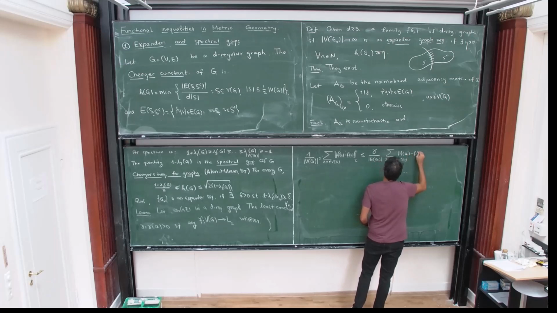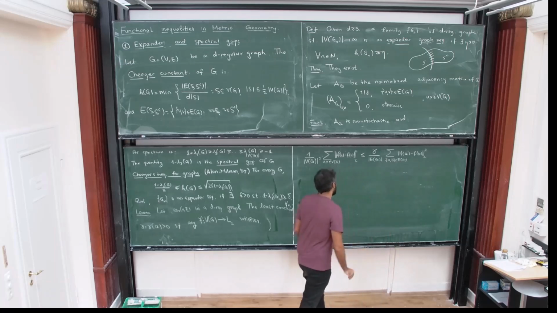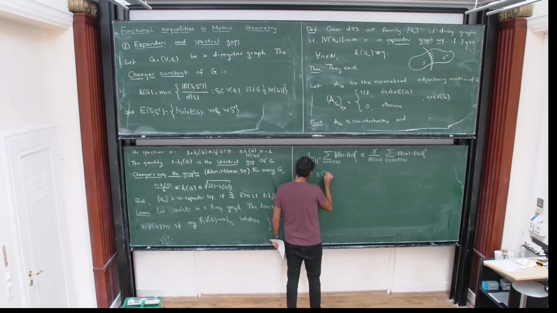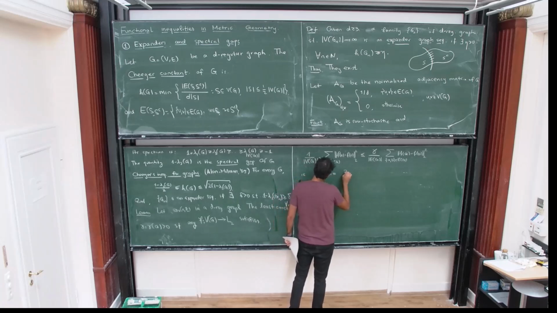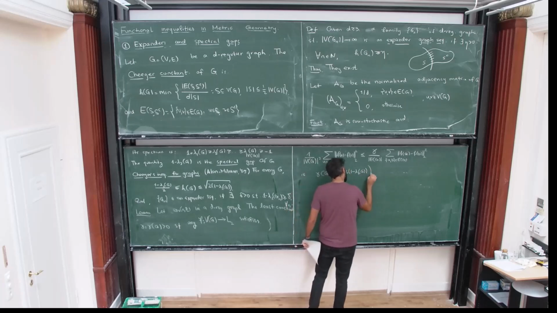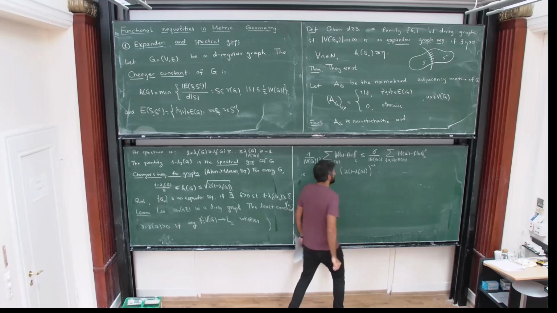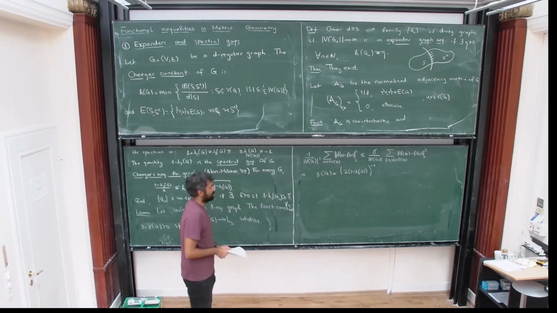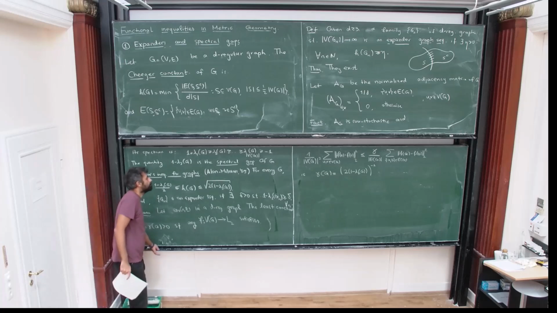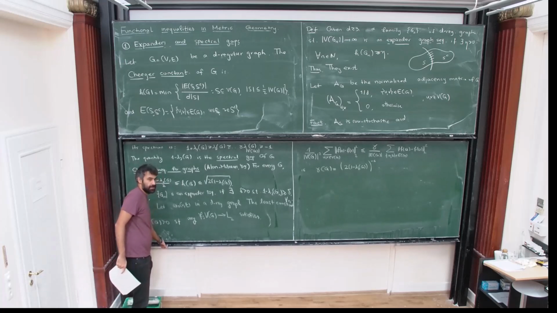F of A minus f of B is equal to 2 times the spectral gap, all raised to the power minus 1. Okay, so let's unpack this for a second.